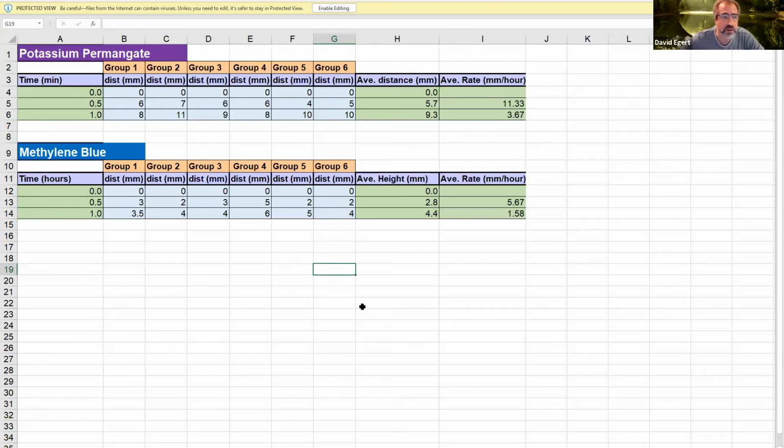And again, if you look, potassium permanganate, the average distance that it's gone at any point is about twice as far. And if you calculate the rate by dividing how far did it go in that last half hour divided by 30 minutes, or by a half an hour if we're doing millimeters per hour, you can see that the potassium permanganate is going much faster than the methylene blue. You can also see, though, that it starts slowing down pretty dramatically.